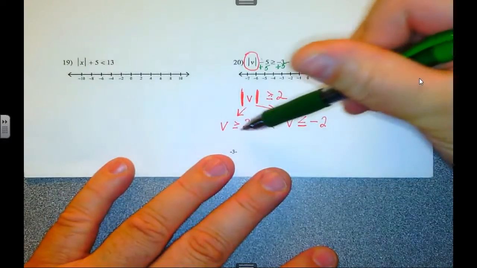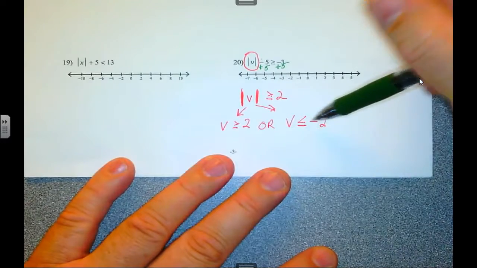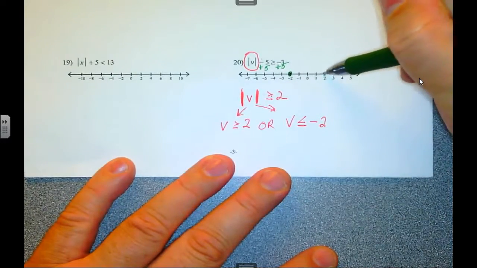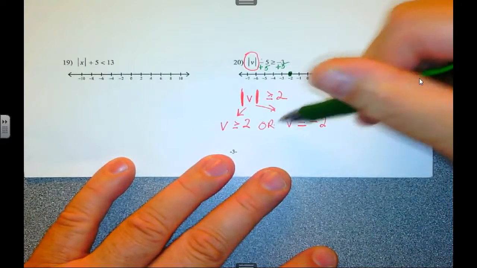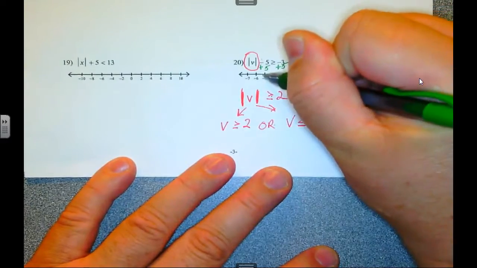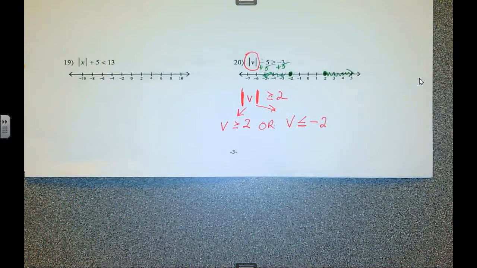Okay, they're going to be closed circles at 2 and -2. It's an or statement, so they go opposite ways. Or opposite.